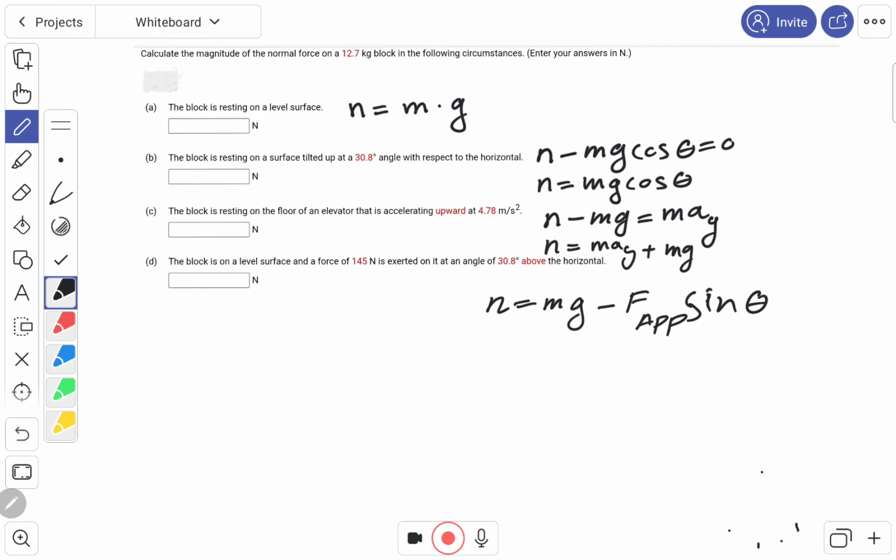So part A, we simply substitute m as 12.7 kilogram times the magnitude of the gravitational force, which is 9.8. The answer is almost 124.5.